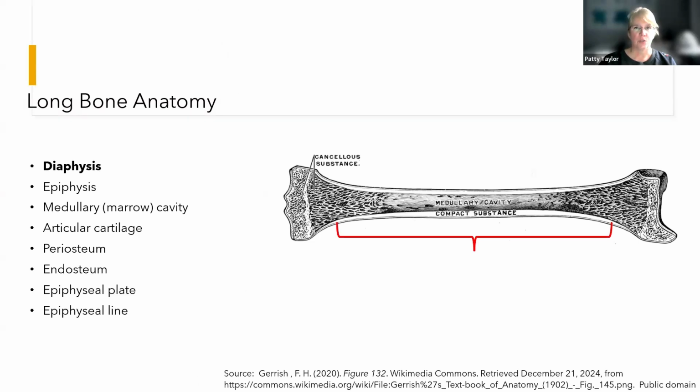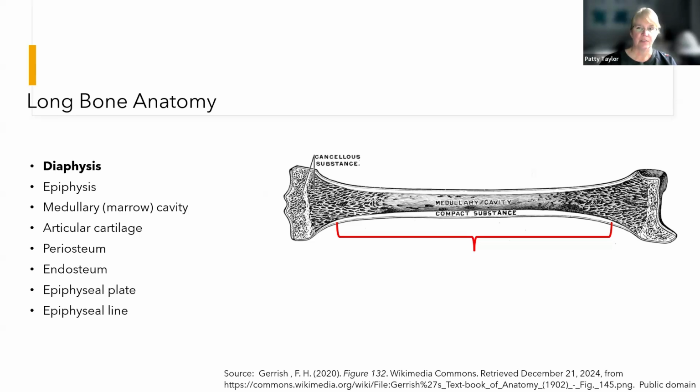So when we talk about long bones, we're talking about arm and leg bones. You could include fingers and toes in there as well. And instead of talking about the very detailed parts like the deltoid tuberosity or the linea aspera, we can be very generic. And the term diaphysis means the shaft of any long bone.